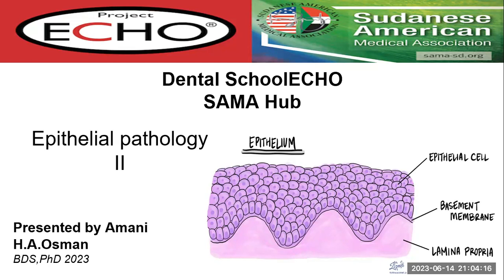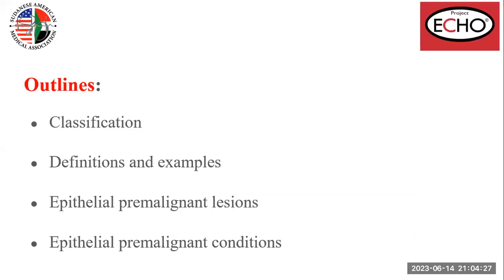We are here to continue the topic of epithelial pathology today with the second lecture. So without further ado, let's just dive into it. We will start by going through the classification of epithelial pathology once again, as we did in the first lecture. Following that, we'll have some definitions about today's topic and some examples. And we will discuss in a little bit more detail some examples from epithelial premalignant lesions and some examples from epithelial premalignant conditions.